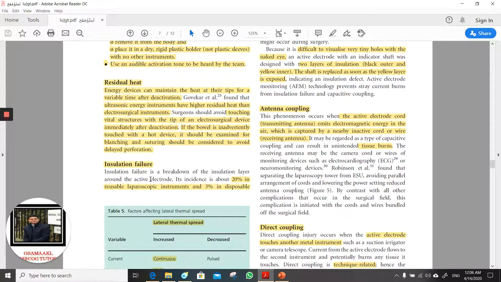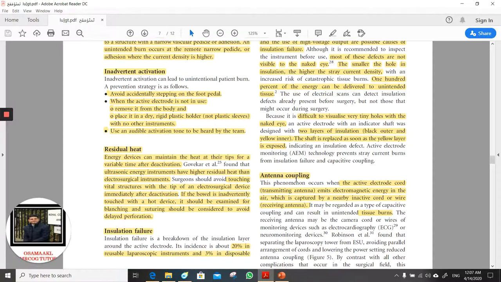Insulation failure. The plastic cover of an instrument can have a defect. It's more common in reusable instruments, but still present even in disposable instruments. The problem is that the tear or defect in the insulation layer can sometimes be very small, sometimes undiagnosed, but even a small defect can allow passage of 1%, even 100% of the electricity power through this small defect. So take care.